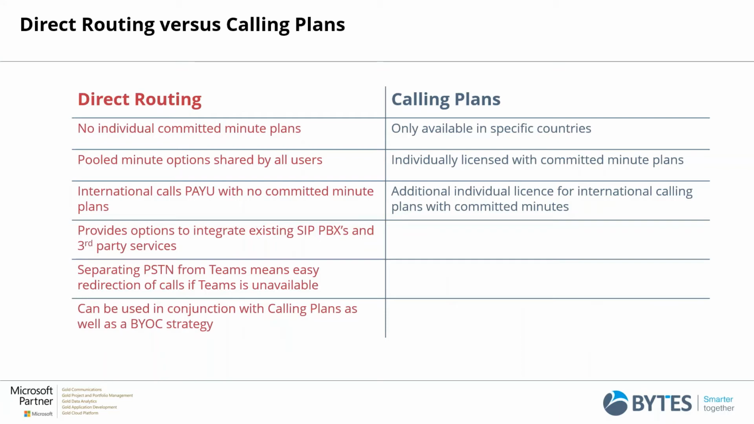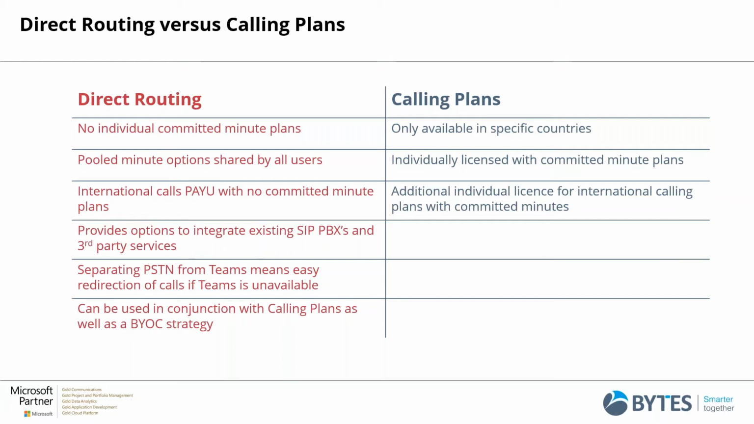So let's take a quick look at direct routing versus calling plans. Obviously calling plans are only available in specific countries. They're individually licensed with a committed amount of minutes, so that kind of ranges from 120 minutes to 1,200 minutes for domestic and international, and that's based on a per user per month model.